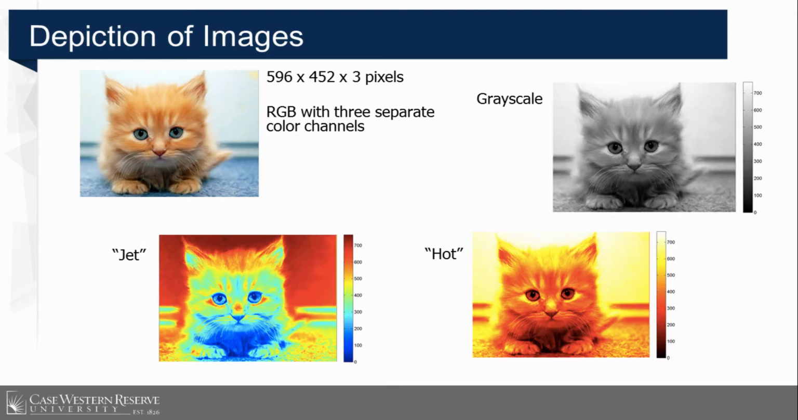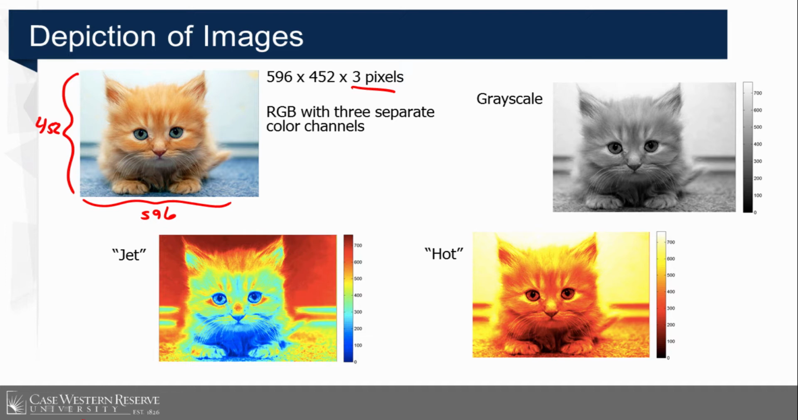Alright, so let's take again a look at how we depict some images, and we're again going to our cute cat because this is an example that everybody can kind of relate to. So when I looked at this image, I put it into MATLAB, and I saw that it had a size of 596 by 452 by 3 pixels. So actually, this part here is 452 pixels. The x-axis is the 596 pixels. And these 3 pixels describe 3 separate color channels: red, green, and blue. And so I can look at each of these color channels separately, or I can combine them all together in order to get this true color image.